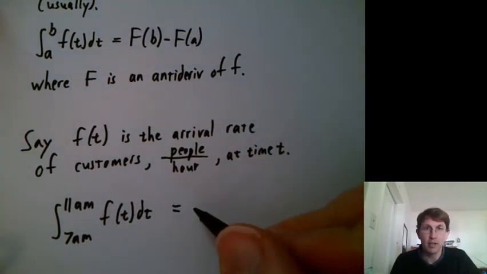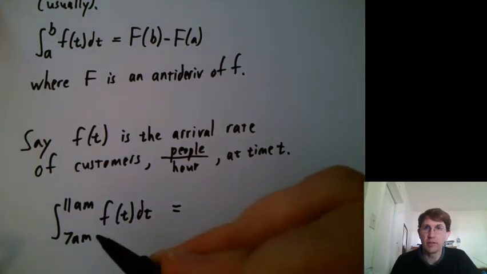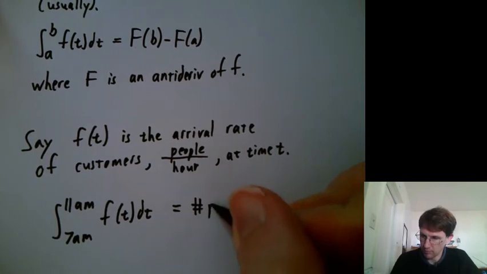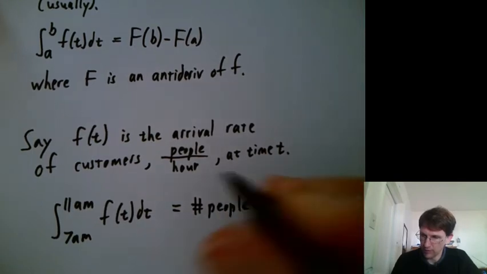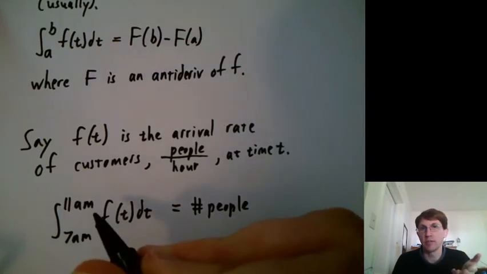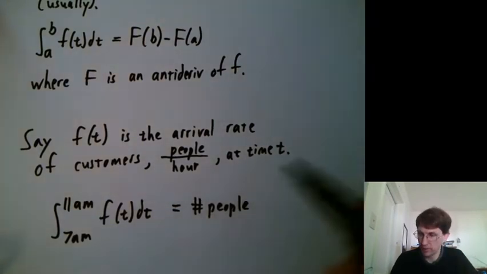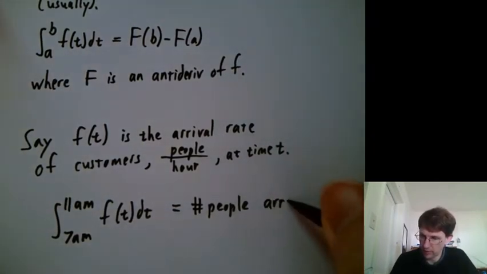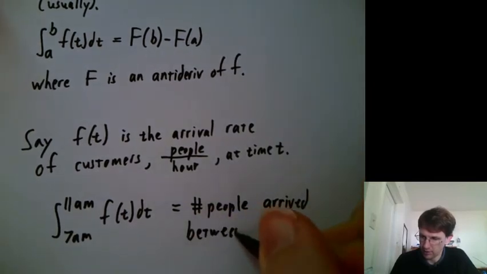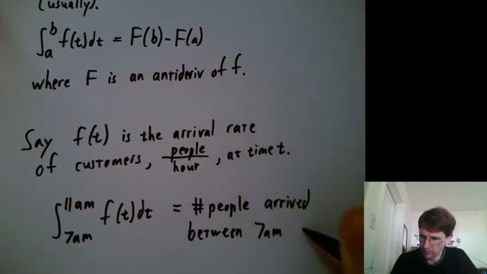That would be, think about it, the number of people who arrive between 7 a.m. and 11 a.m. So that's accumulating the net change in people between 7 a.m. and 11 a.m. So that's just how many people. So that's the number of people arrived between 7 a.m. and 11 a.m.